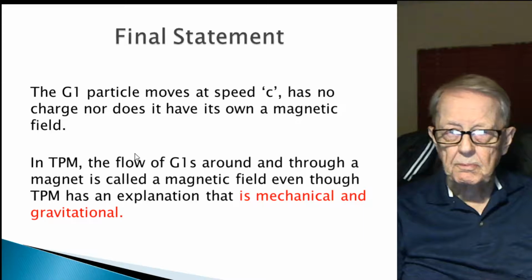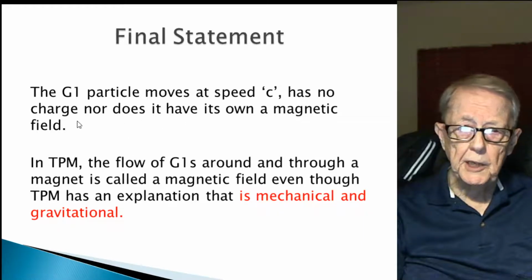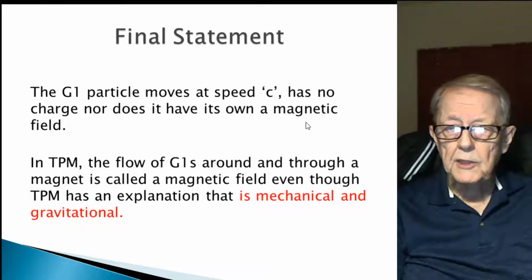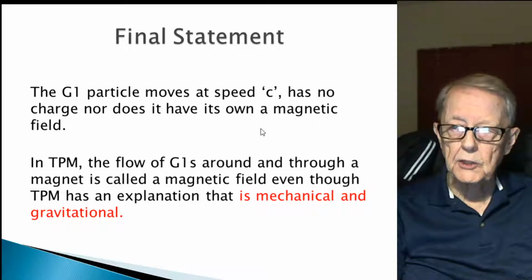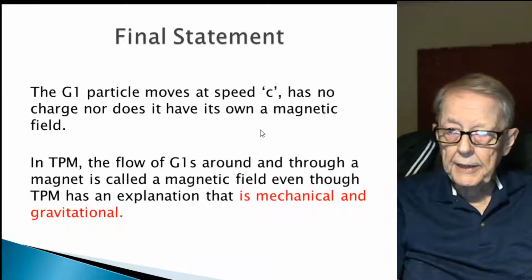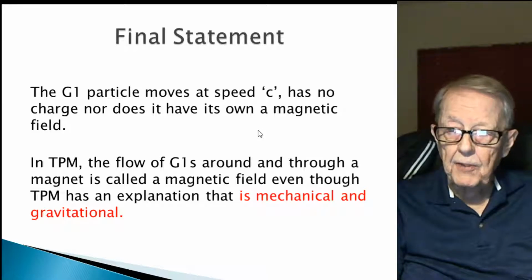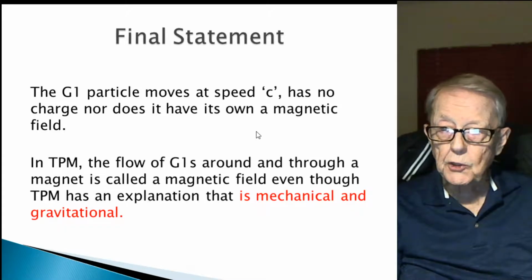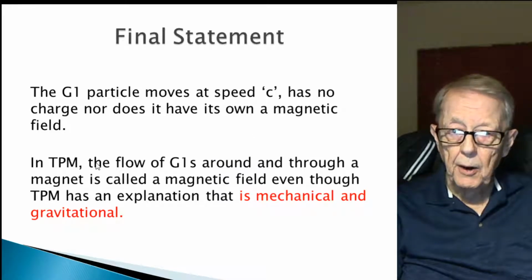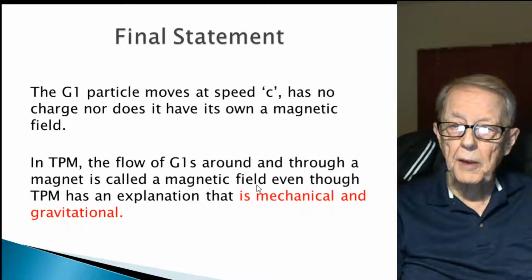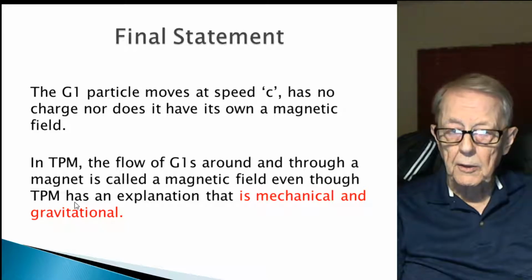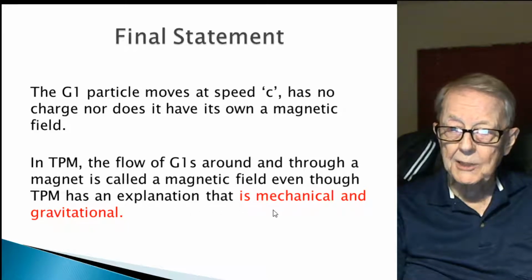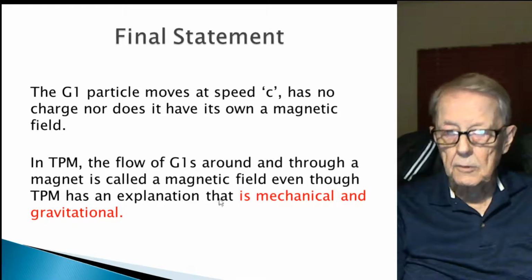Final statement. A G1 particle moves at speed c, has no charge, nor does it have its own magnetic field. It's just a particle. In reality, there's no magnetic field. I continue to call it that because it's the understood terminology. In the particle model, the flow of G1s around and through a magnet is called a magnetic field, even though the particle model has an explanation that is mechanical and gravitational, not magnetic. Still use the term.